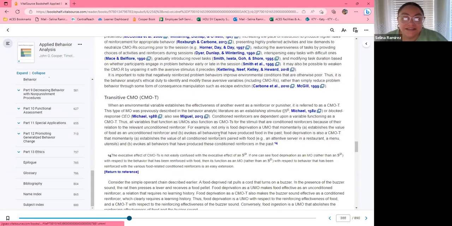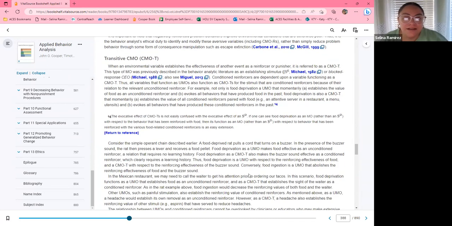And then let's go into our last one. Transitive CMO. An environmental variable establishes the effectiveness of another event as a reinforcer or punisher. It is referred to as CMO-T. This type of MO was previously described in behavior analytic lecture as an establishing stimulus or blocked response CEO. Conditioned reinforcers are dependent upon variables functioning as a CMO-T.